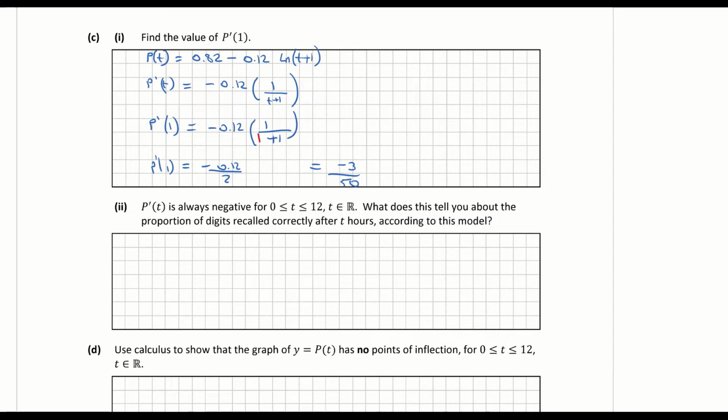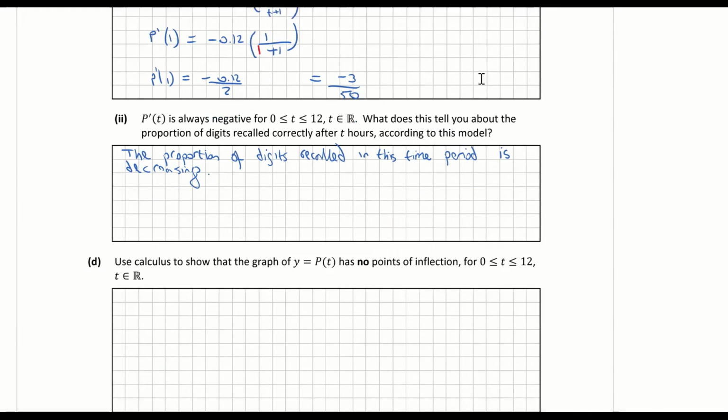Part 2, p dash of t is always negative from 0 to 12. What does this tell us about the proportion of digits recalled correctly after t hours according to this model? Well, one thing we could say is that the proportion of digits recalled between the times of 0 to 12 is always decreasing because it's negative. So that's C part 2.